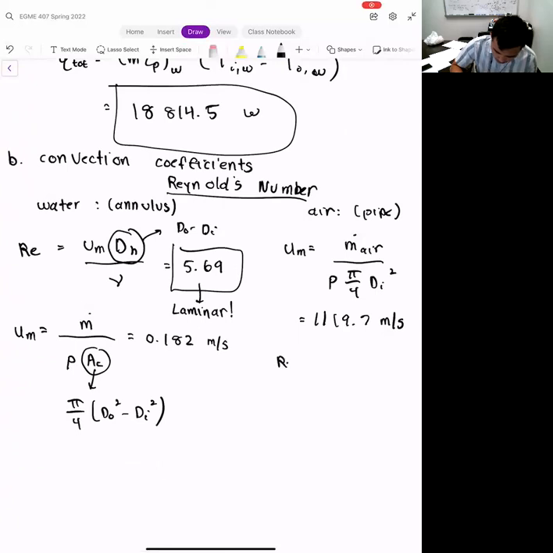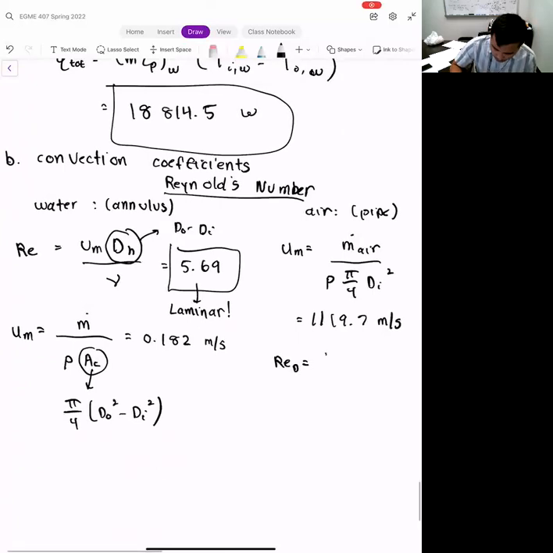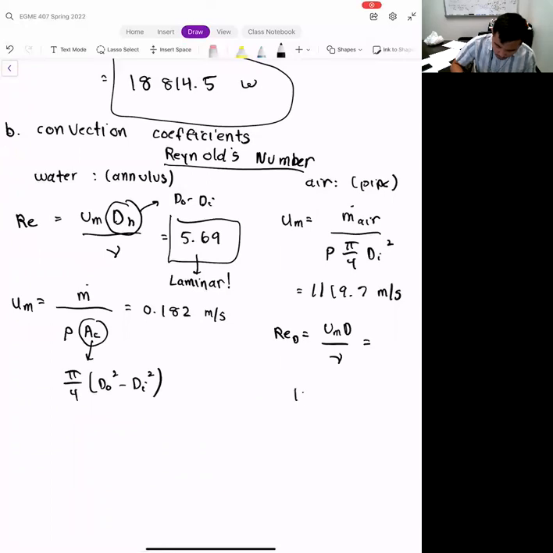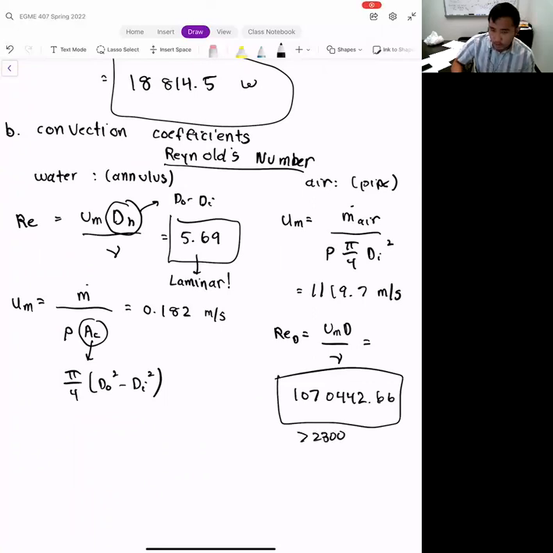And so if we compute the Reynolds number for this, the Reynolds number for internal flow is UM times the diameter divided by nu. We go ahead and plug in the numbers and we get 1070442.66. And since this is much greater than 2300, this is turbulent. And in fact, it's fully turbulent.